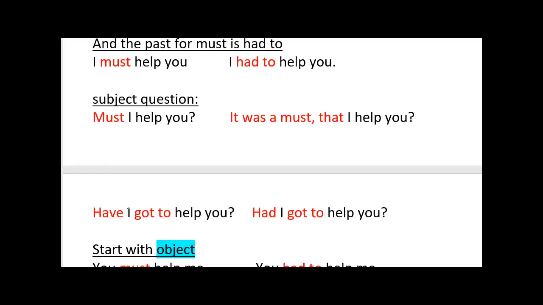And have I got to help you? That's when you're writing a question with have. So, have I got to? We added got to have to. So, have I got to help you? And had I got to help you, talking about it in the past, and have I got to help you for the present. But it's rarely used.